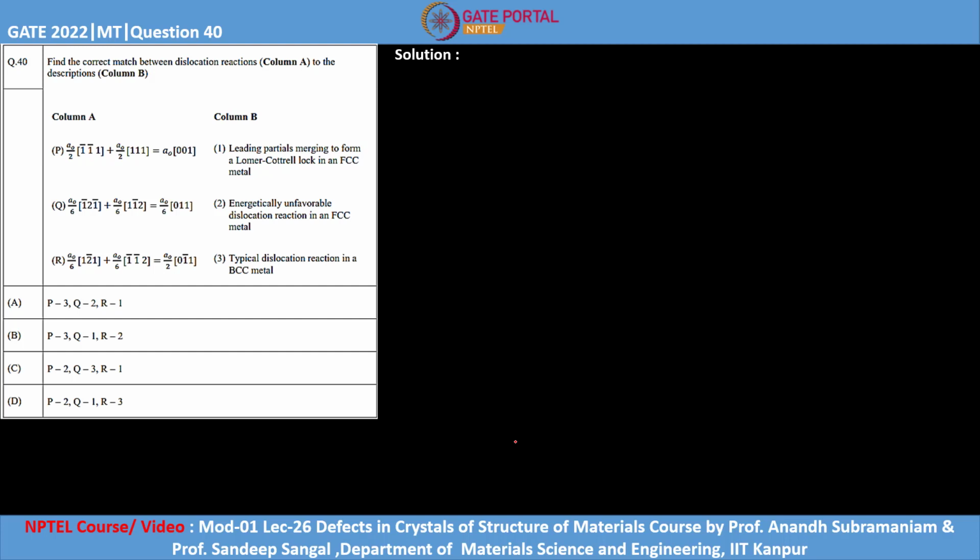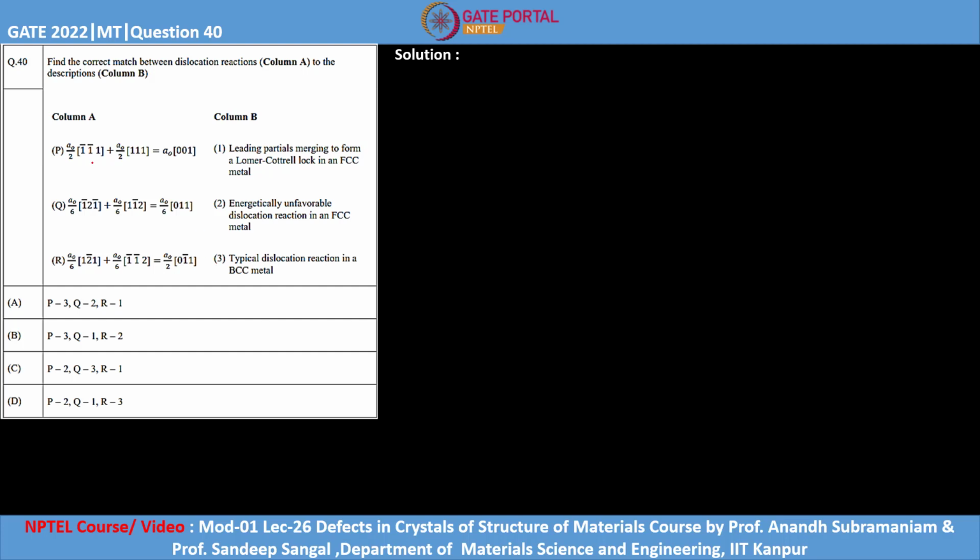So this is question number 40 of GATE 2022 Metallurgical Engineering. We have been given different types of dislocation reaction in column A, and in column B the description of this dislocation reaction is mentioned. So we have to match the right option in column A with the right option in column B. So we'll go one by one.